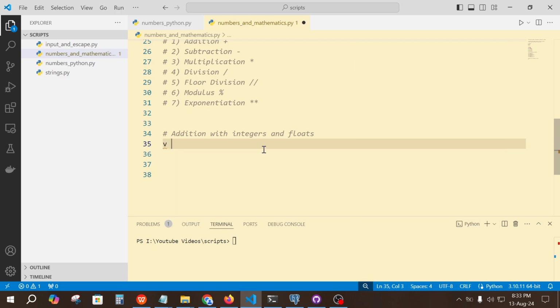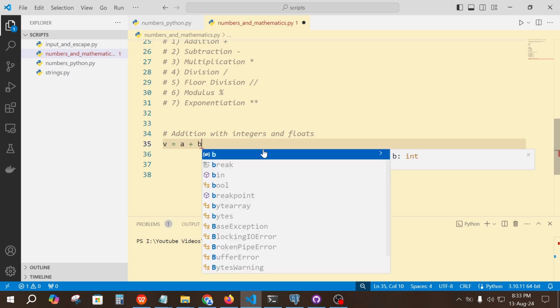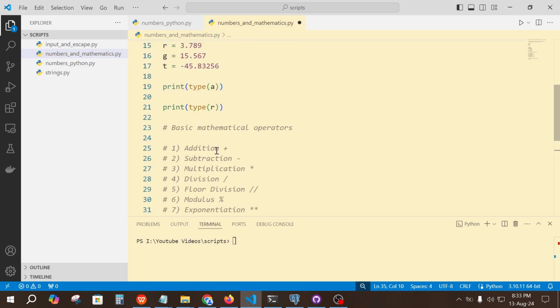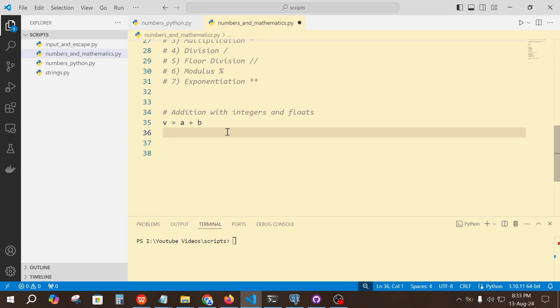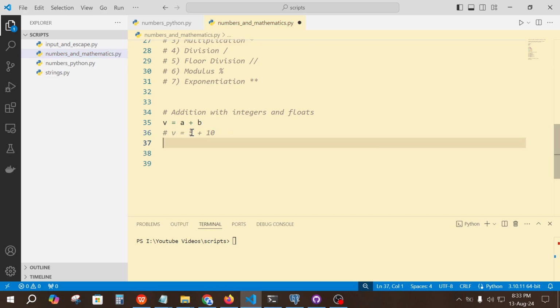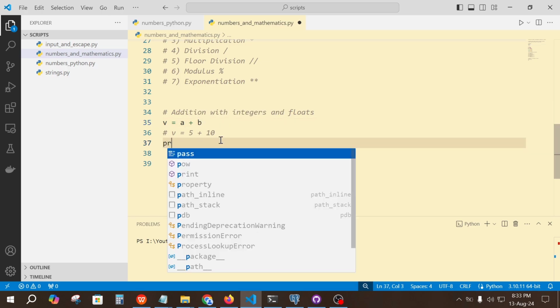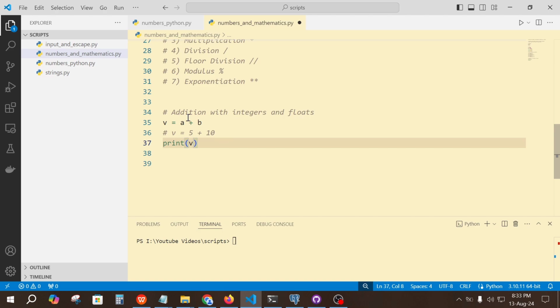That's common. So v equals a plus b. Remember what a and b are, we put 5 in a and 10 in b. So it should look like this in our computer's memory. I'm commenting it out. We can also do it like this, but it is just an example of a plus b. So a is 5 and b is 10, and if I print v, then it should return the sum of this. If I save this and run our function, you can see it is 15.